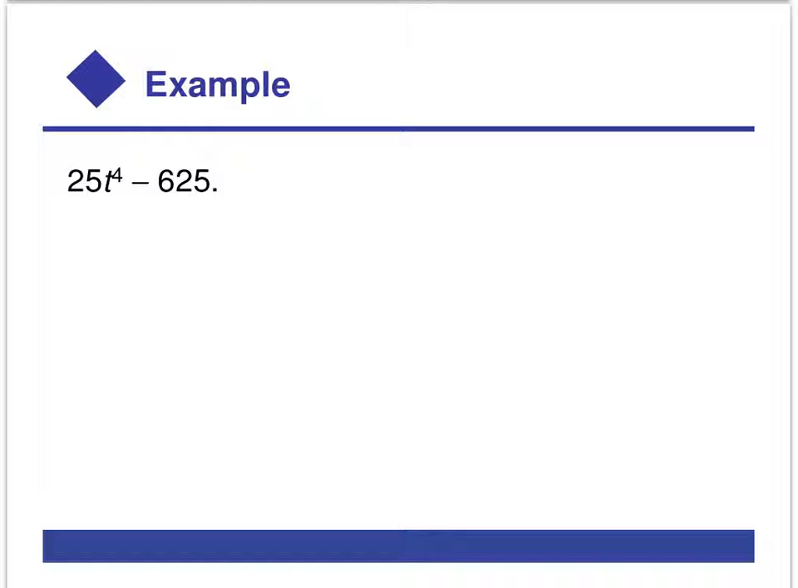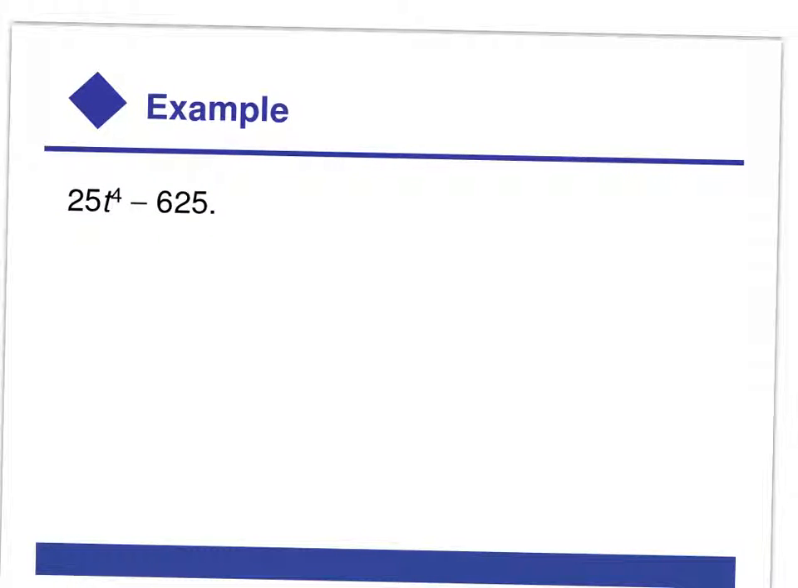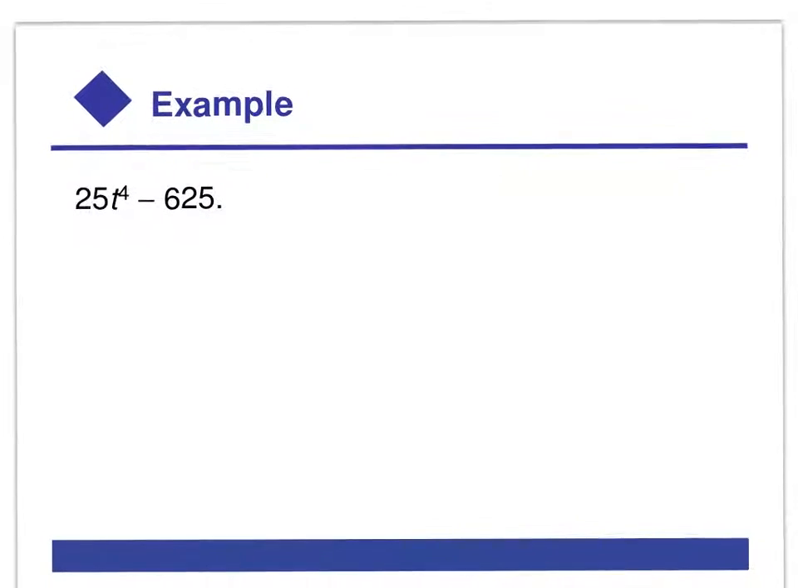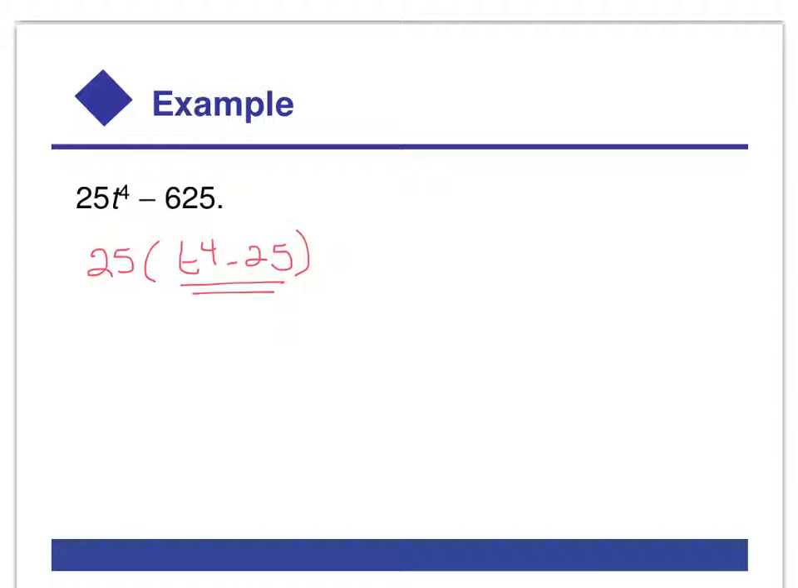So remember, step one is always to find a GCF. In this case, we're going to factor out a 25. Whoops, I guess it would help if I turn my pen on. Let me straighten up the picture again for you. Alright, so if we're going to factor out a 25, we're left with t to the fourth minus 25. Look again and see if you can factor again, and you can. So now you get 25 times t squared minus 5, and then t squared plus 5. And so you are done.